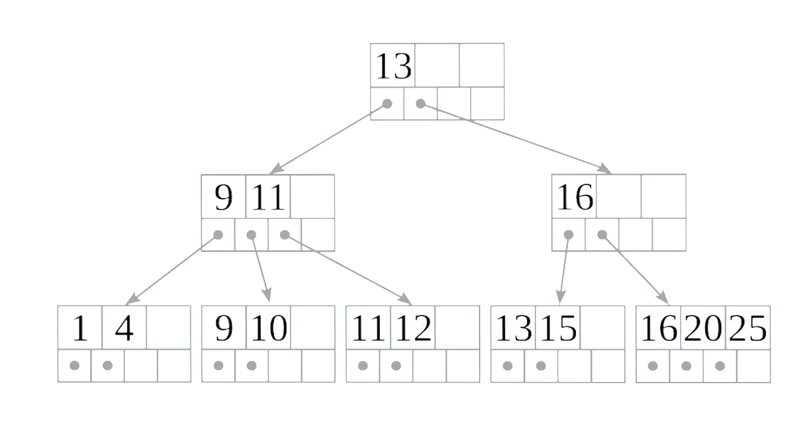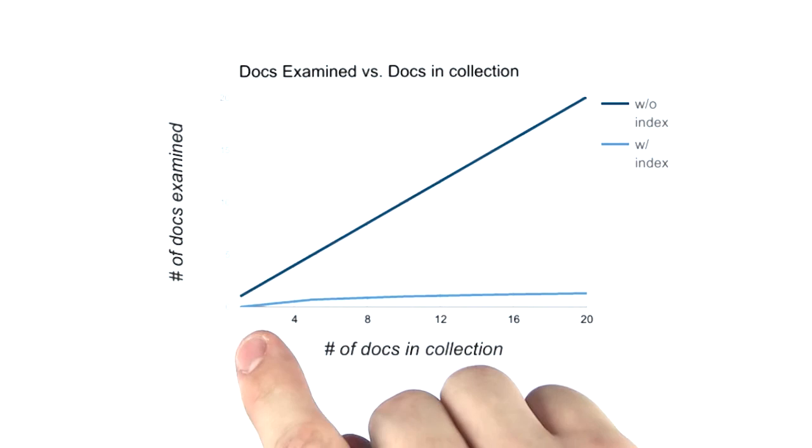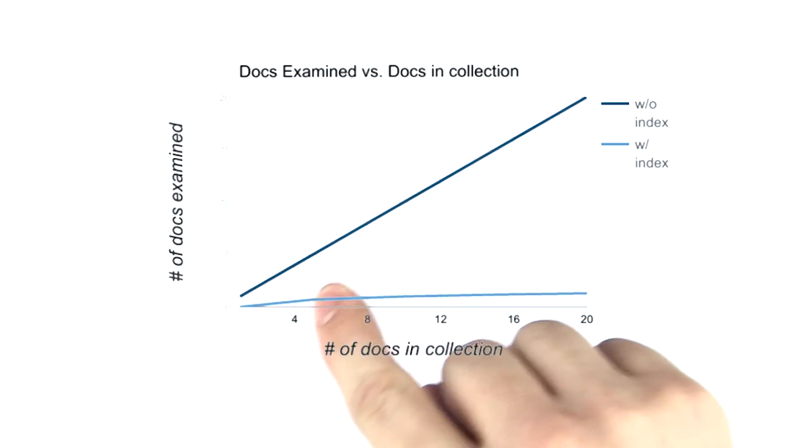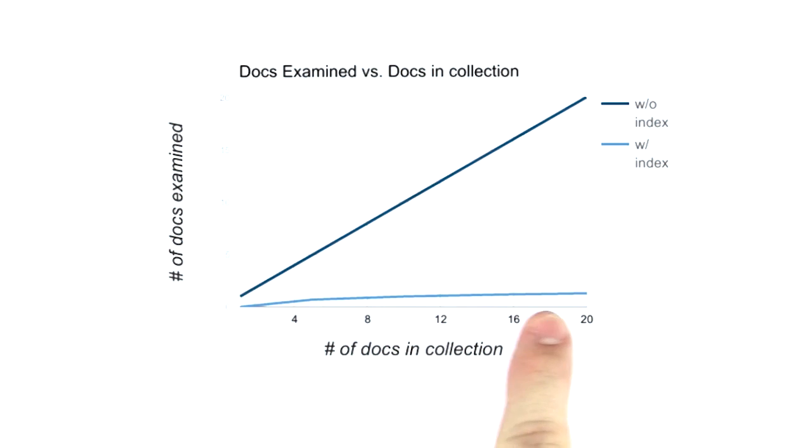of 5. We can plot a chart to get an idea of how many fewer documents we need to examine when using an index. You can see that when we don't have an index, we have a very linear function of number of comparisons. But when we do have an index, we need to examine far fewer documents.